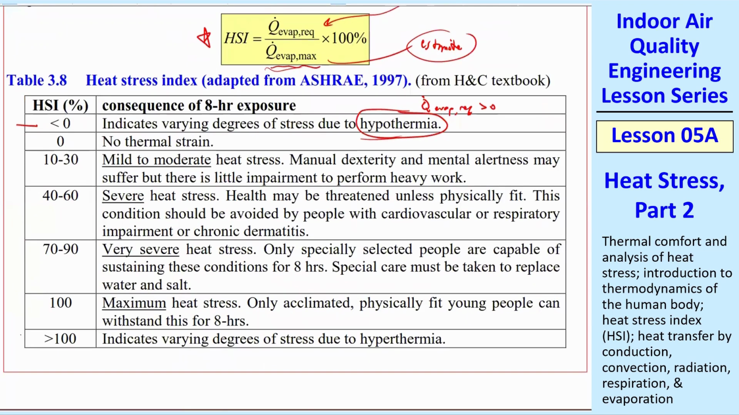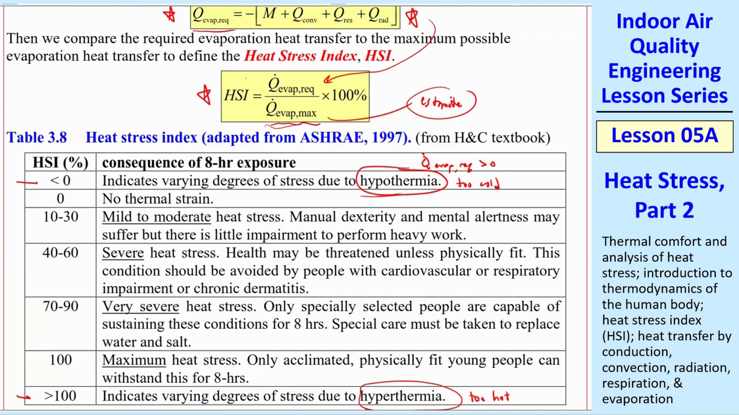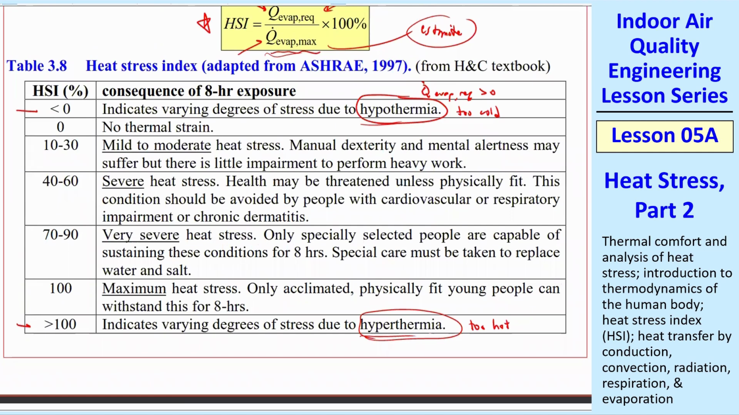At the other extreme, if it's greater than 100, that's hyperthermia. Remember, hypothermia is too cold and hyperthermia is too hot. And what we're saying is that if the required evaporation rate of heat transfer is greater than the maximum possible, you can't do it. So your HSI goes above 100, and that means that you cannot cool yourself down rapidly enough, and you're in trouble. Your body core temperature will increase. And then everything in between.